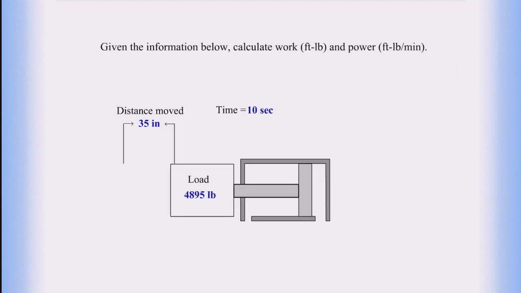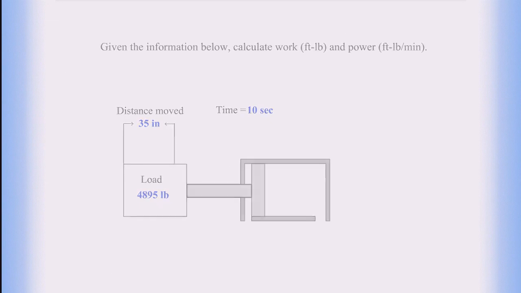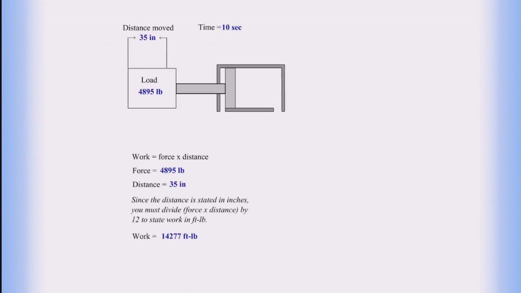Given the information below, how would we calculate work and power? Work equals force times distance. Here, force equals 4,895 pounds, and the distance equals 35 inches. Since the distance is stated in inches, you must divide by 12 to state work in foot-pounds. So here, work equals 14,277 foot-pounds.